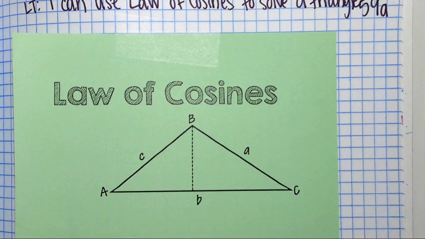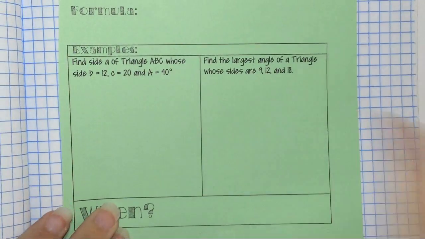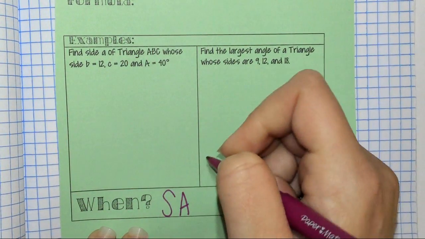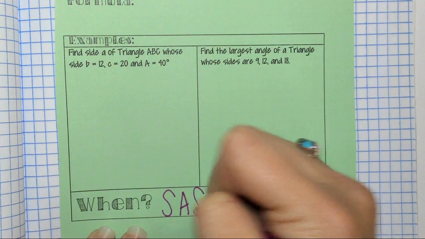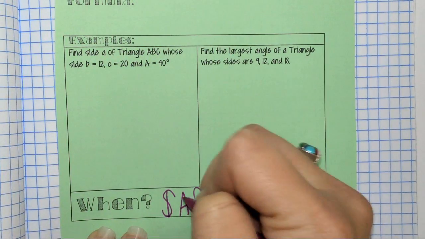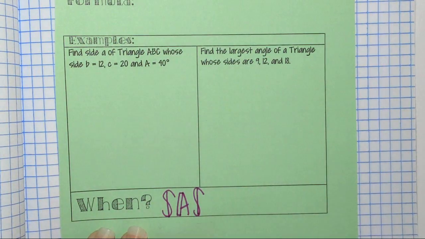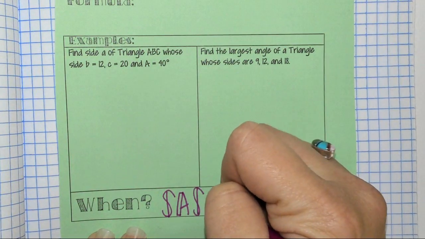Side angle side. Alright, so one of our situations is side angle side. And what would the other one be? Side side side.